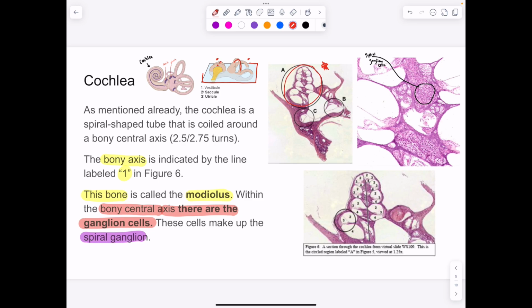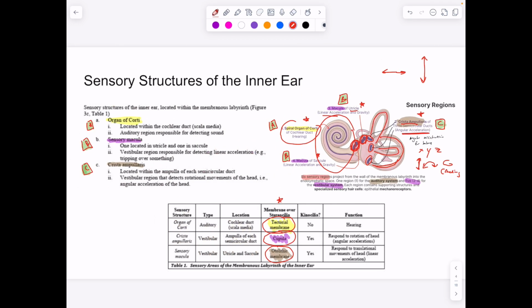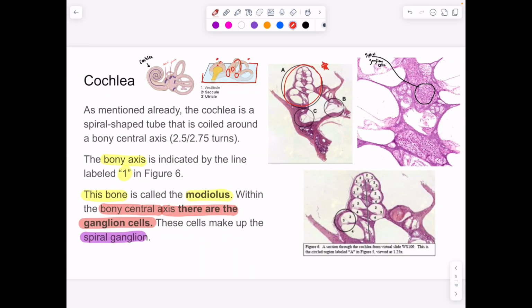And then here we have our saccule. Here's going to be our utricle. And then here we have one of the swellings of one of our semicircular canals, the semicircular duct. So here we have the saccule, here we have the utricle, and here we have the crista ampullaris of our semicircular duct. All right, so that's what we're looking at overall.